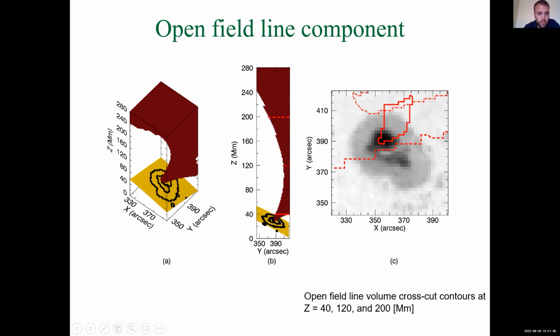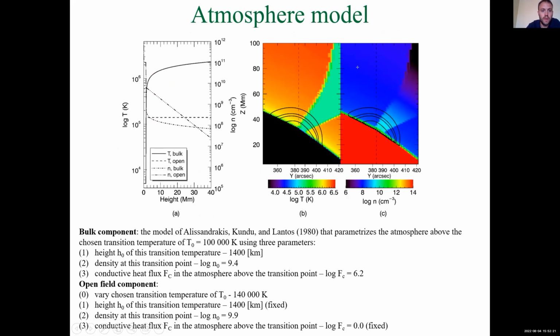And this box represents the model volume that we set up, where we would set temperature and density in the atmosphere. And we would have 2 parts or 2 components for the atmosphere. One in the volume occupied by the open field lines, and another one for the bulk or the remaining volume. The interesting feature immediately is that these open field lines occupy a region that is co-located with this area of reduced microwave brightness.